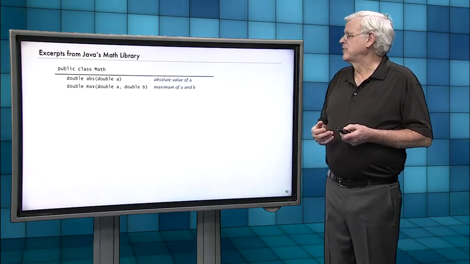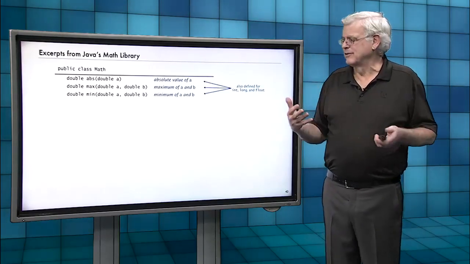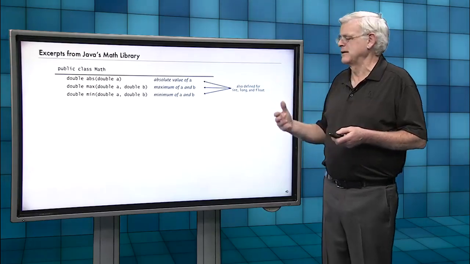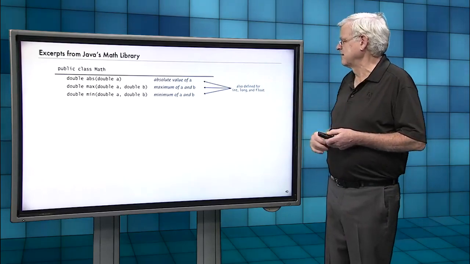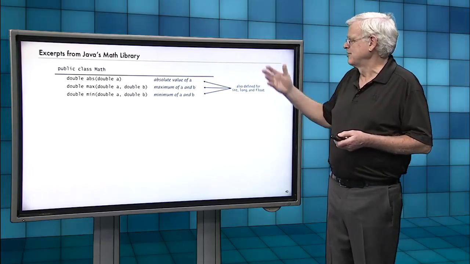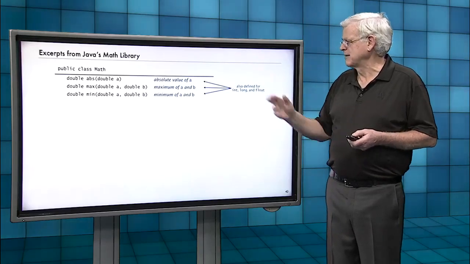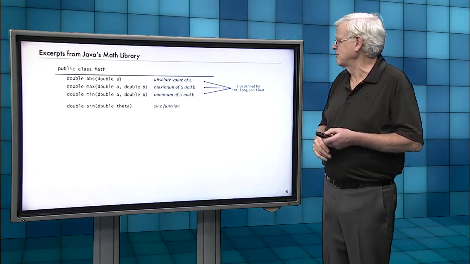Now with doubles, we have lots of built-in functions that we can use to compute on double values. And actually, a lot of them work for int and other types as well. So you can get the absolute value, you can get the larger of two values or the smaller of two values.